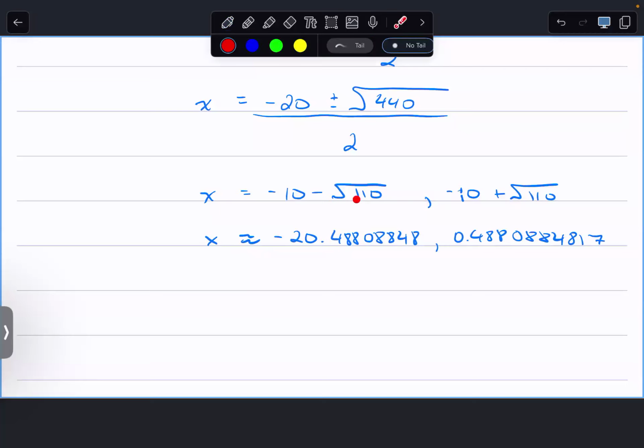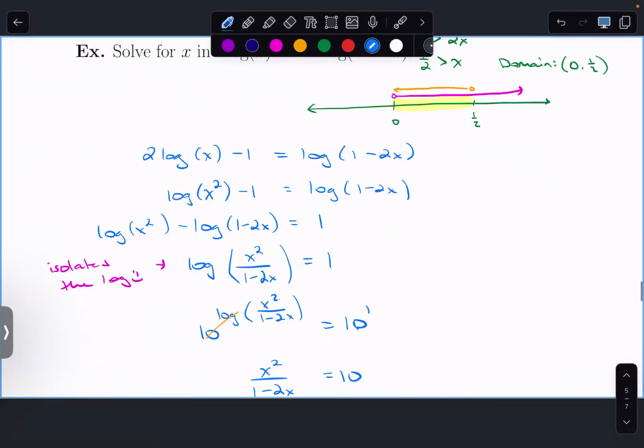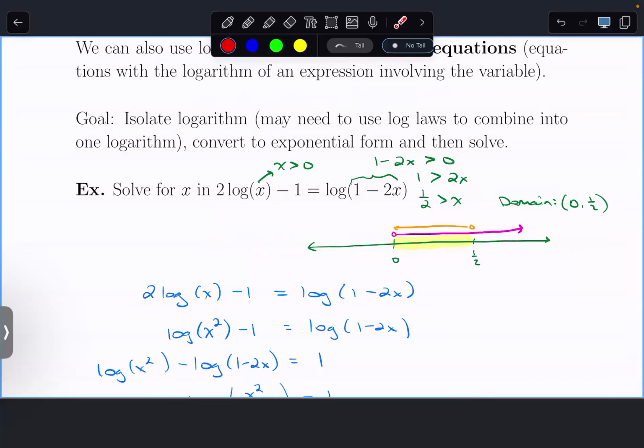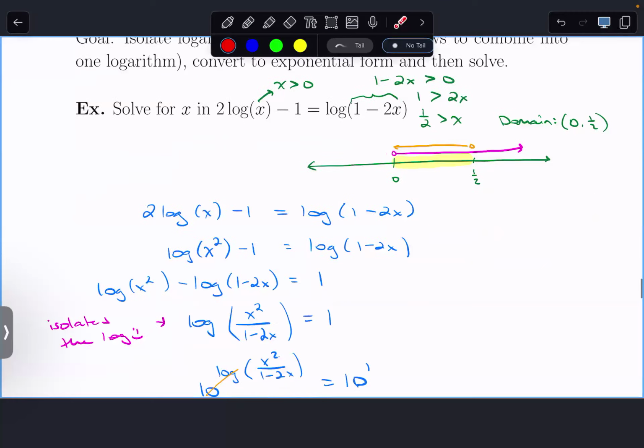Do you mean these two? No. Why? But you've got a calculator. But why not? Only one of these is in the domain. Uh-oh. So only one of these is the solution. We said, okay, x has to be between 0 and 1/2. Otherwise, it's going to be illegal math. And we don't do illegal math.